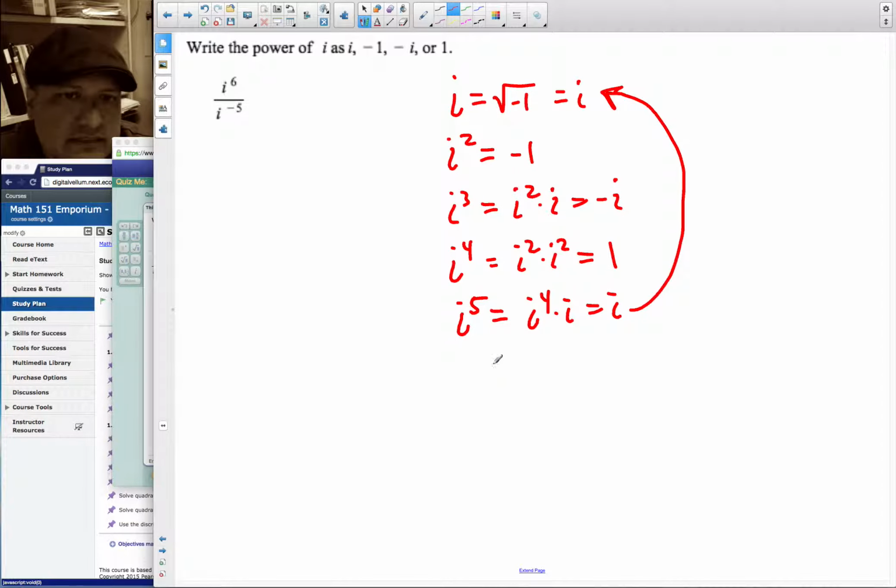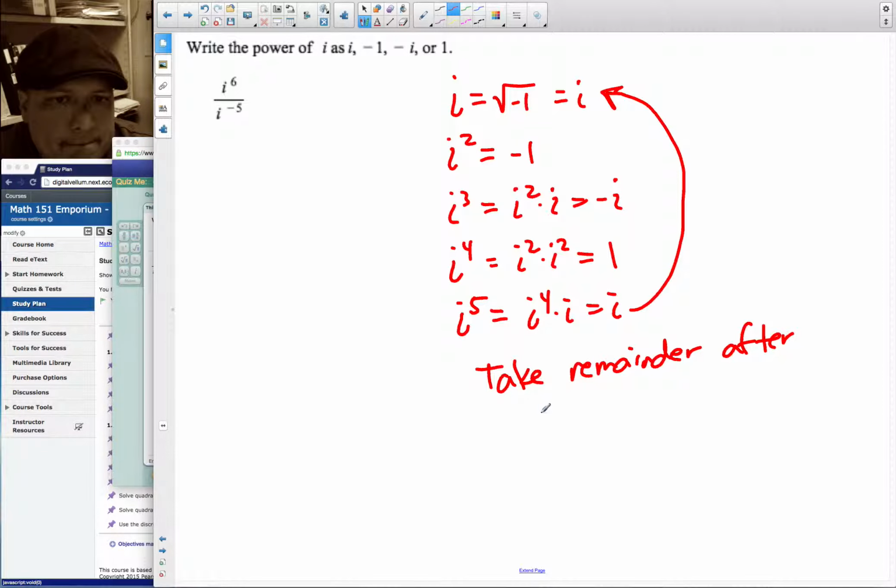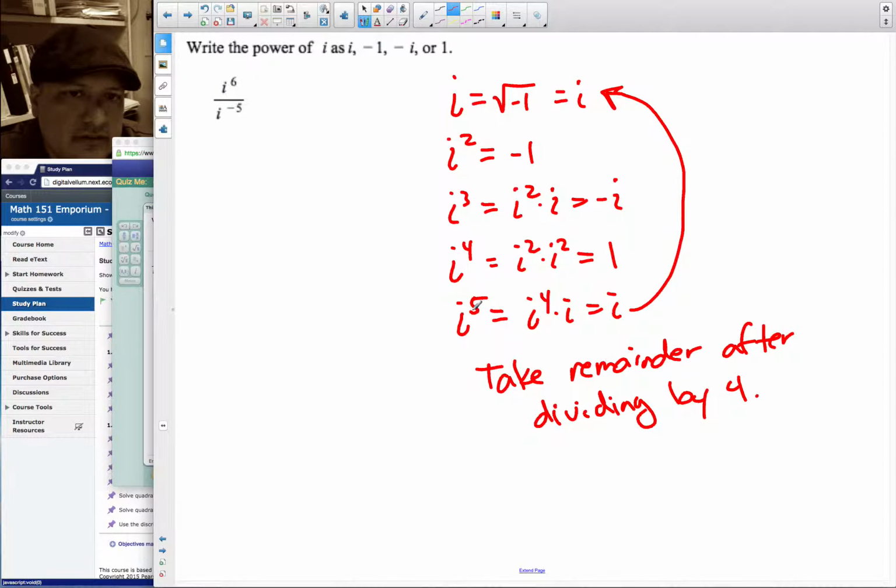So the rule here is basically take your remainder after you divide by 4. For example here, 5 would be 1, remainder 1. So you just take that 1, you look up here so that this is like a 1, and it would just be that answer.